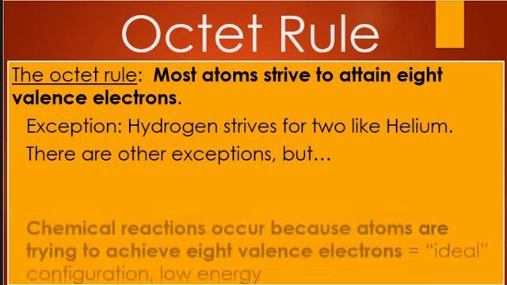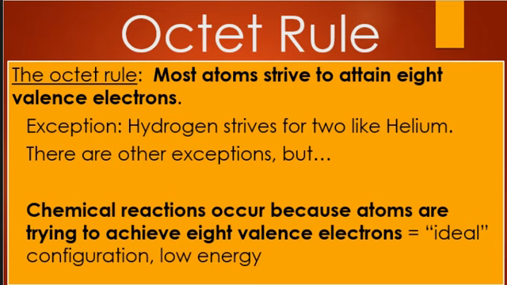There are other exceptions, but chemical reactions occur because atoms are trying to achieve 8 valence electrons, known as the ideal configuration. When they have it like that, there's nothing unsteady about it at all. When it's all full out there, there's nothing missing, so it feels steady and good, and it's got a low energy level. It can just be lazy now. And sometimes it goes through a pretty amazing reaction to get to this state, but that's what chemistry is. Some chemistry reactions are dramatic, some are boring.